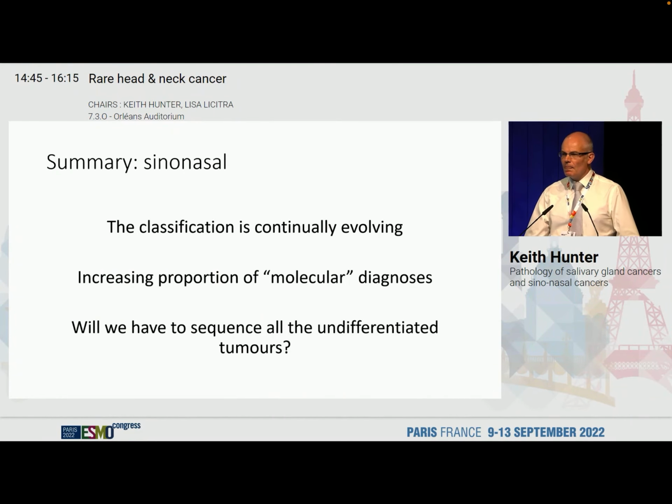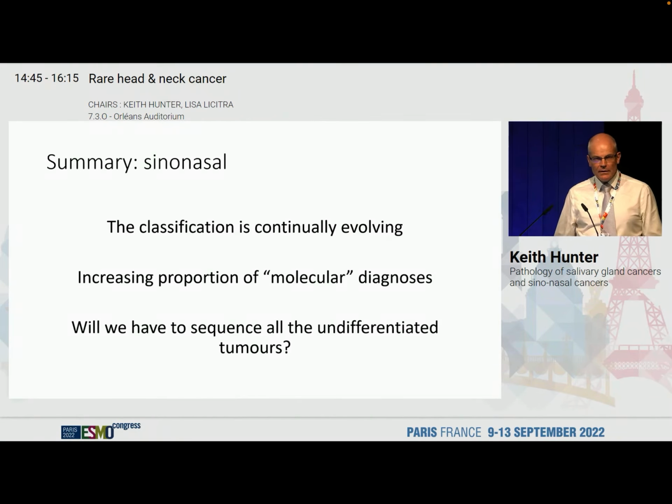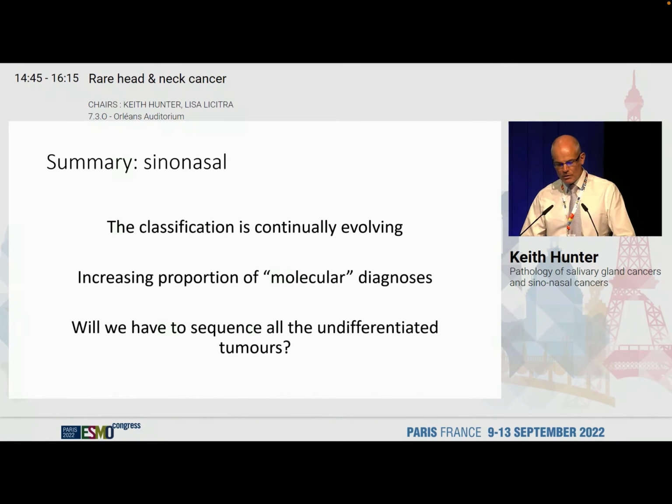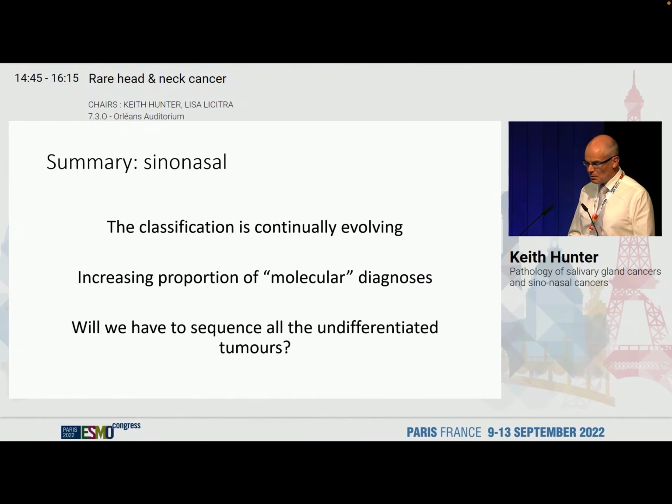So in summary, again, for sinonasal cancers, the classification is continually evolving. As we sequence more of these very rare tumours, I think it will evolve further, and we will have a number of additional molecularly defined entities to add to this classification in years to come. And the classifications are going to be revised more frequently. We're now on a 5-year rolling cycle with these, so they are going to be updated more regularly, and that comes with an increasing proportion of molecular diagnoses. And I think, yes, we probably will have to sequence all the undifferentiated tumours at some point, unless we can come up with particular molecular diagnostics on the back of sequencing of cohorts of these tumours.